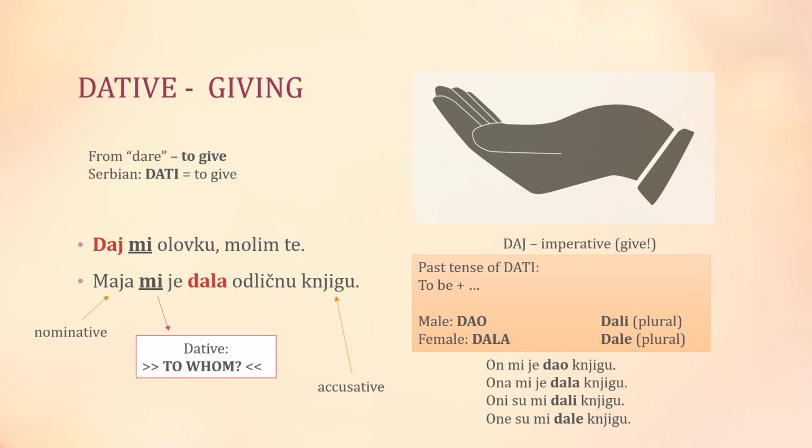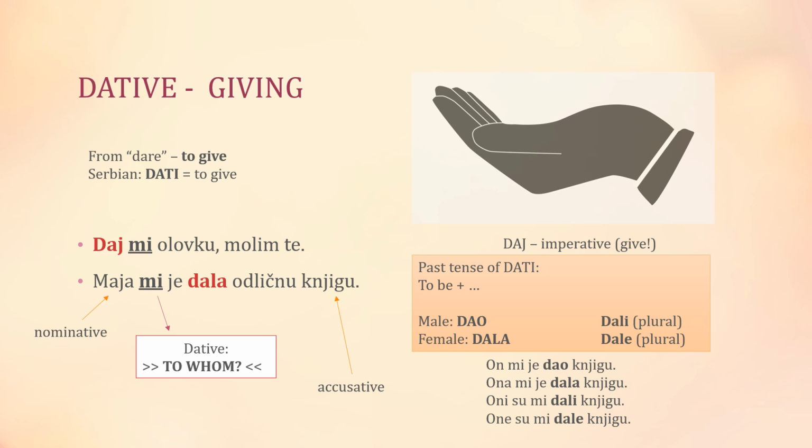Because she is female, you use dala. But if it's a male, it's going to be dao. On mi je dao. Dao sounds like that Chinese philosophy of Taoism. So maybe it's a useful mnemonic if you could imagine a Chinese man giving a book to someone in a very respectful and zen manner. On mi je dao knjigu.